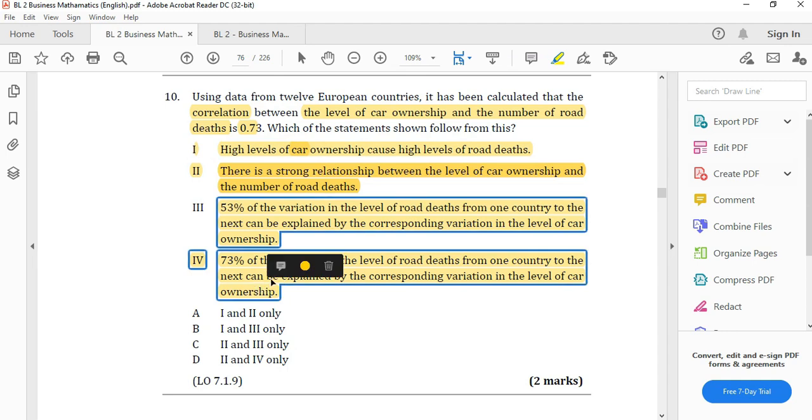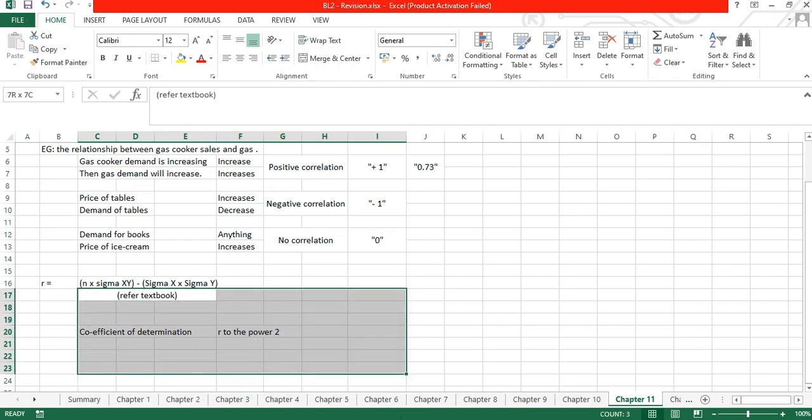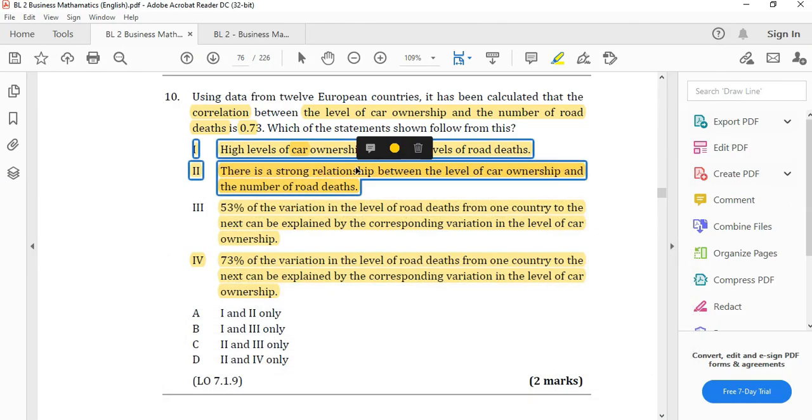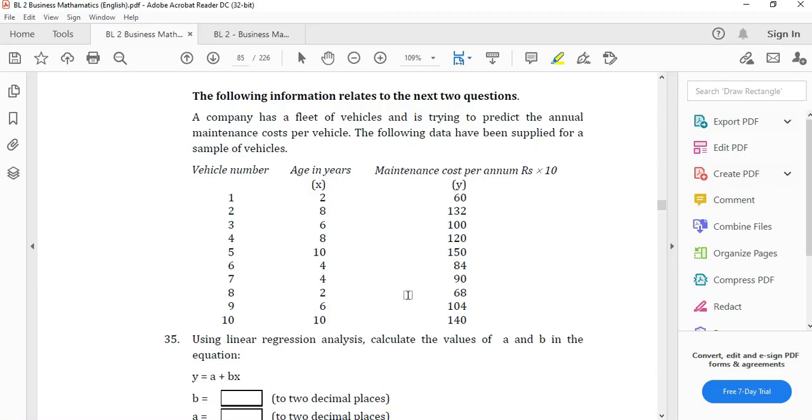If they give an explanation in this style, then you should be talking about a coefficient of determination, which is r to the power 2. But if it is talking about correlation, which is just r, then the only conclusion you can arrive at is these two. Fine? Alright. So question 35.